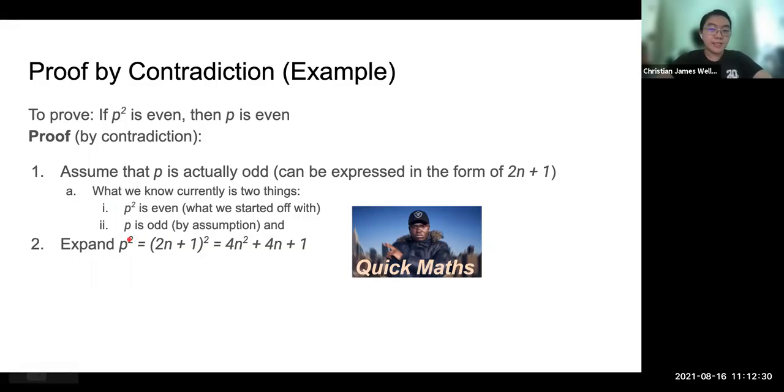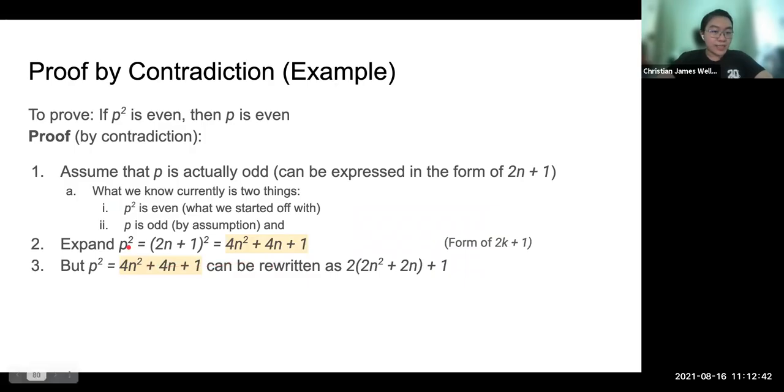P squared, using the fact that p is odd, can be expressed in this form, 2n plus 1. Let's expand it, it becomes 4n squared plus 4n plus 1. But this p squared can be rewritten as 2 times (2n squared plus 2n) plus 1, which is really like 2k plus 1, because integers are closed under multiplication and addition, but you don't need to know that, I think.